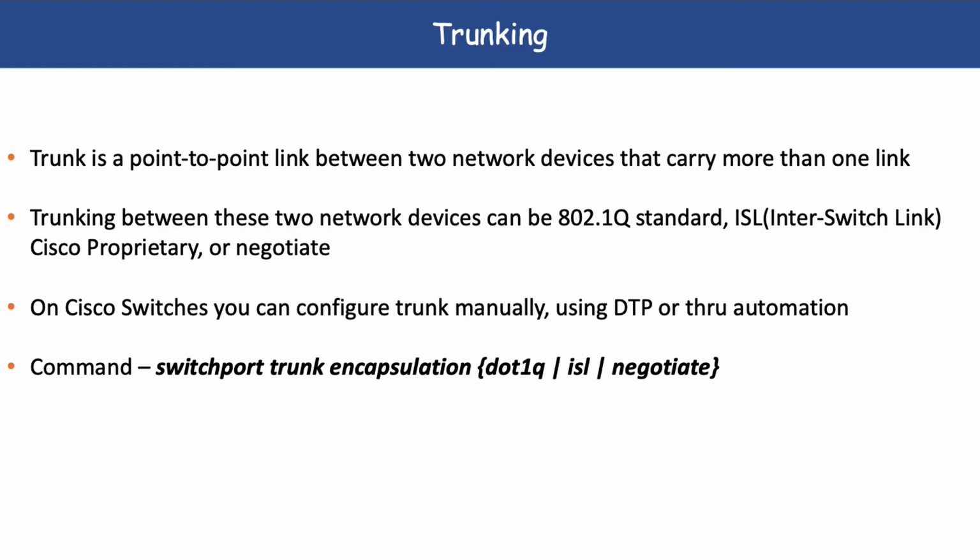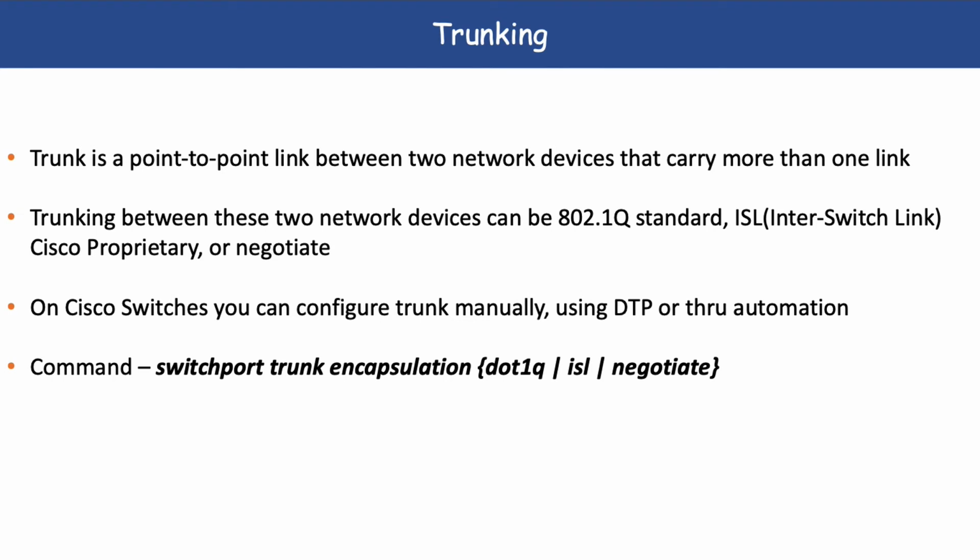This is usually configured on the port if you are passing a bunch of VLANs to another switch. This trunk can be either 802.1Q or it could be an ISL. So to manually configure 802.1Q or ISL or negotiate with the switch, we use the command switchport trunk encapsulation, either dot1q, that is 802.1Q, ISL, that is Inter-Switch Link, that is Cisco proprietary, or we set it to negotiate so that the switches can negotiate amongst themselves.